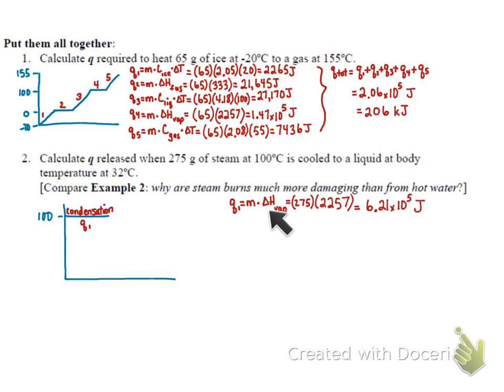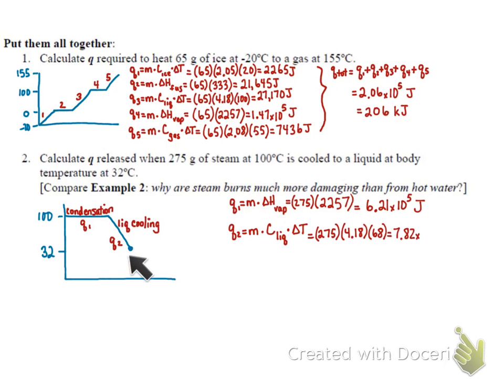Because it's a phase change, it's going to be delta H. And calculate that in joules. And now that it's a liquid at 100, then it can cool down. In this case, it's cooling to 32. Liquid cooling, Q2, and that's going to be mc delta T, change in temperature. And then for the total, again, we're going to add these two Q's up together, Q1 and Q2, and that gets us 6.99 times 10 to the 5th joules, or 699 kilojoules.